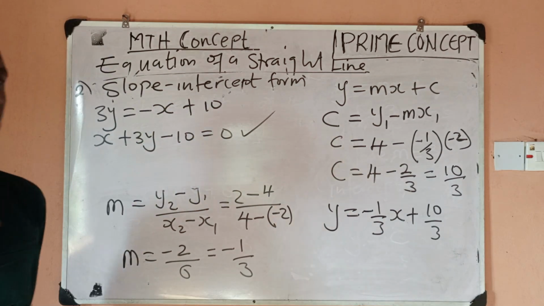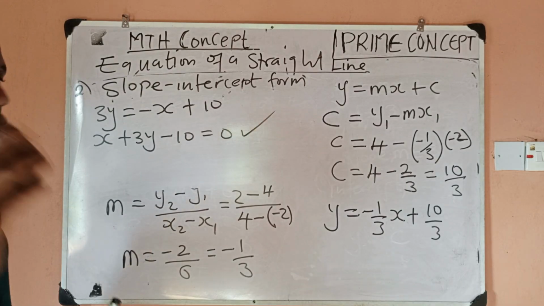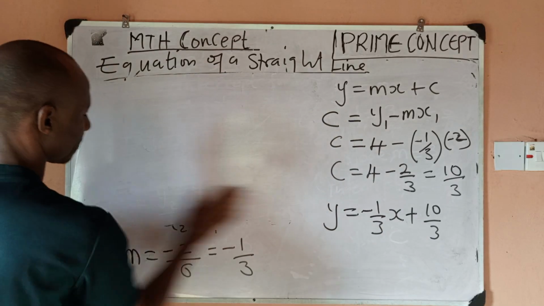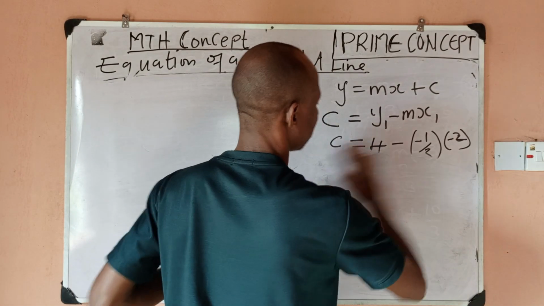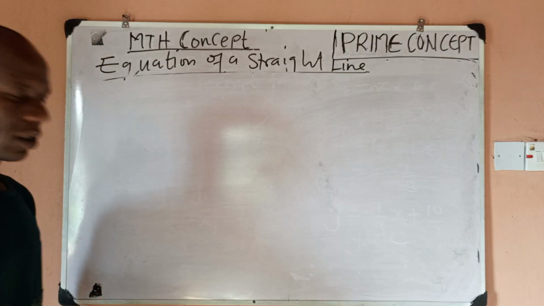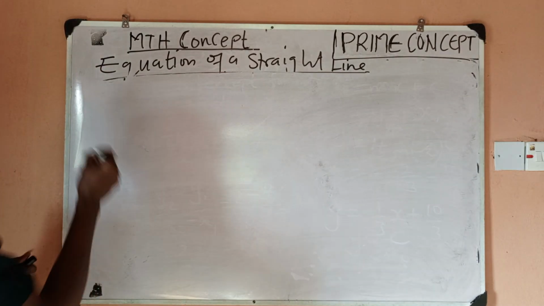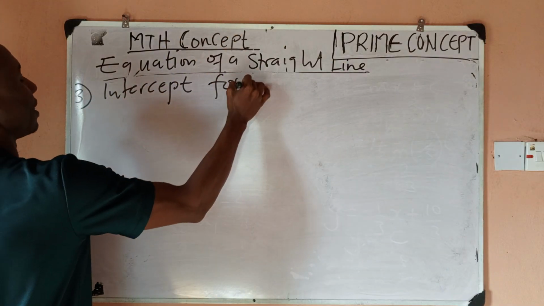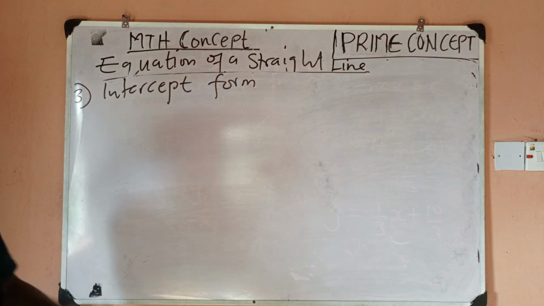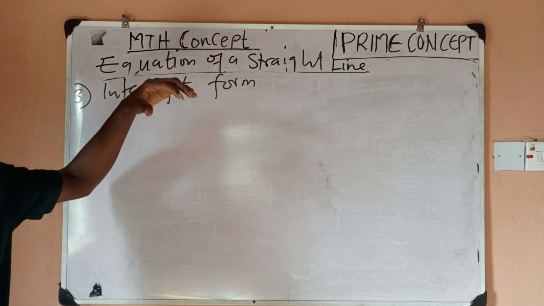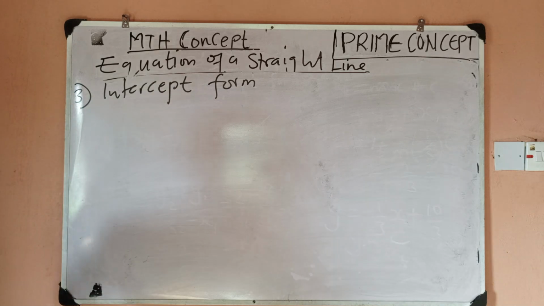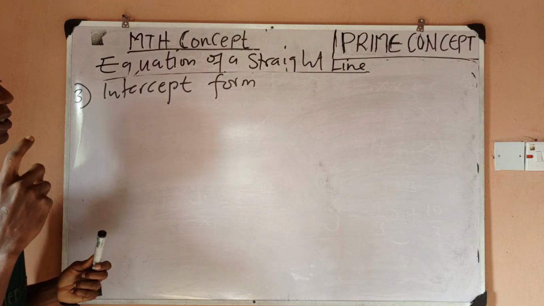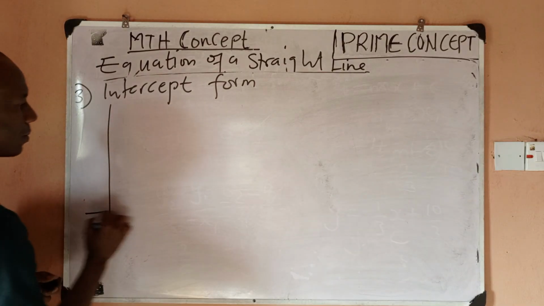Now finally, in this particular video, we're going to look at the third form for the equation of a straight line. The third form, we mentioned, is what? The intercept form, which is number 3. Now, what is the intercept form? Let's go straight to the intercept form. Now, let's say we have a straight line in this form.